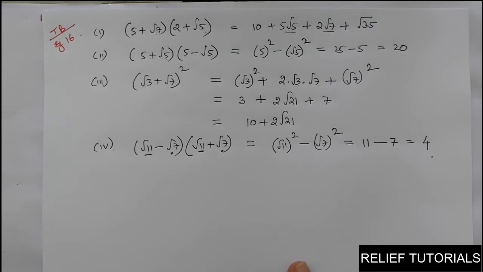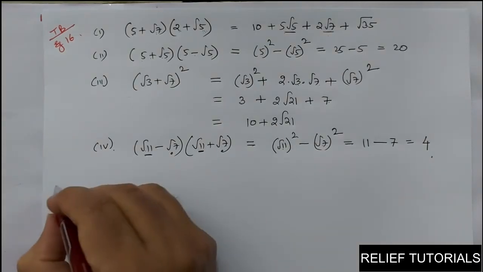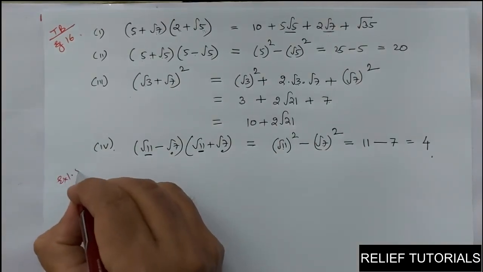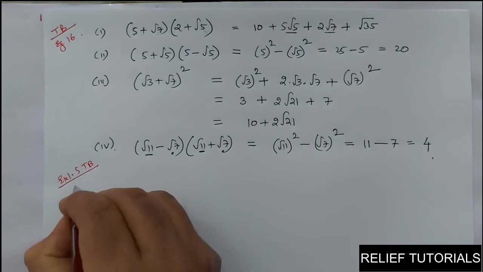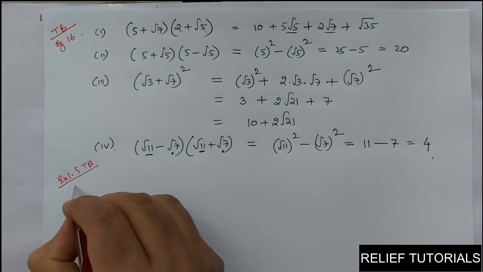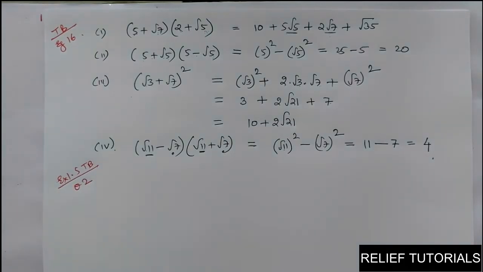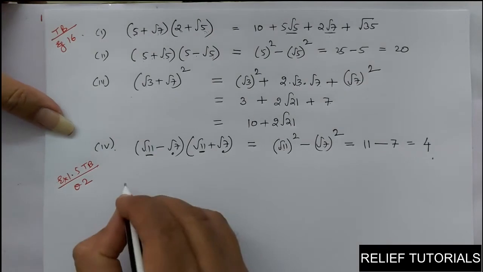Clear? Now see, if we go to our textbook exercise 1.5, question number 2. Simplify each of the following. You have to simplify each of the following. See now, here the first one.